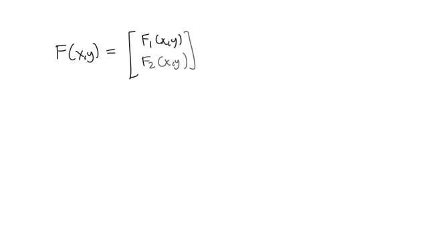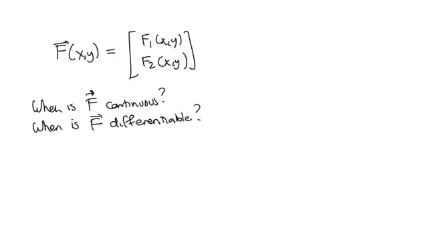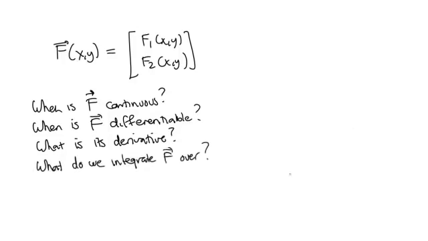So suppose that we had a vector field, say of two variables, f of x, y, and so it has two components, f1 of x, y, and f2 of x, y. We could ask all of our basic calculus questions. For example, when is f continuous? When is f differentiable? And the related question of if it's differentiable, what would be the proper derivative concept? And then the flip side, what do we integrate f over? What kind of integrals will we have for a vector field?